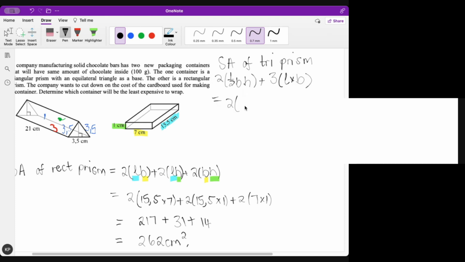Okay, so this is 2 times. Oh, what are we missing here? I just realized when I was about to substitute. What are we missing that we don't have? We don't have enough information for this. What is it that we're missing?